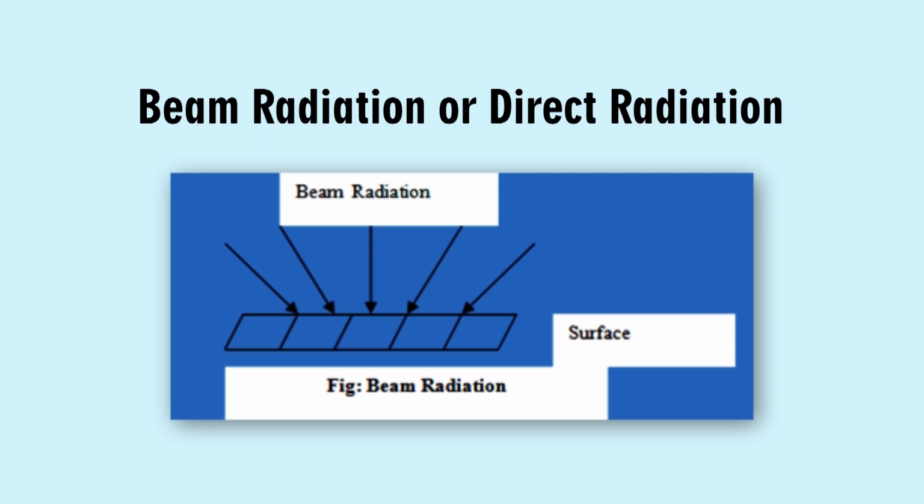Beam radiation or direct radiation can be defined as the portion of the solar radiation that does not get absorbed or scattered in the atmosphere and instead reaches the surface directly. If it is interrupted by an opaque object, it casts a shadow.